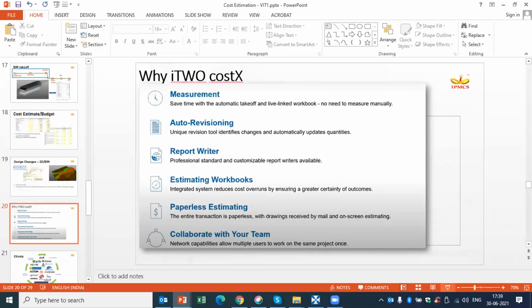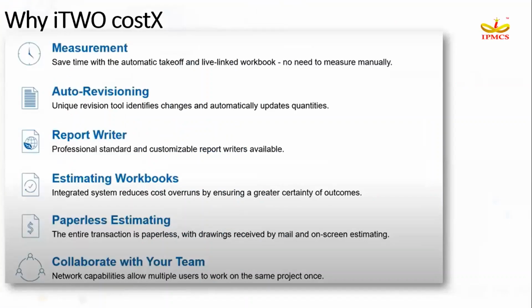So we saw about I2 Costex. Now when we are discussing why we need to adopt I2 Costex for a project, first, in terms of measurement, we saw both quantifications with 2D and with a BIM. So it saves our time with this kind of automatic takeoff and the live link workbook. And second, with the auto revisioning feature, we can compare two different drawings and two different models to identify our changes easily rather than depending on the architect or the design team. And finally, we have a report writer, where we can generate our own reports and customize professional reports instantly when we want to submit for a project.